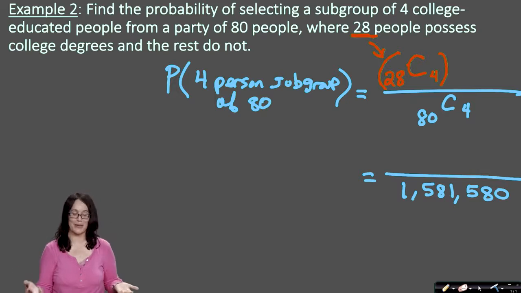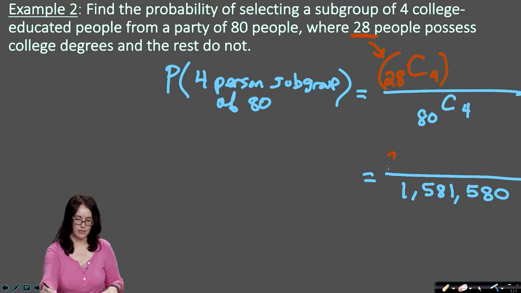Again, use your calculator or use the formula. You should end up with 20,475.